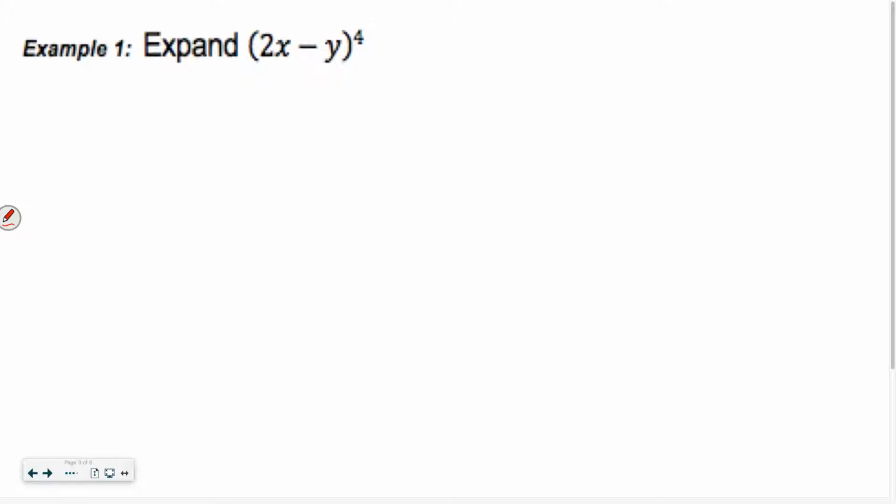We're going to expand 2x minus y to the 4th. Okay, now, some of you may find this helpful. Some of you may not need to do this, but I will do this in this example just in case you feel like this is something that's helpful for you. What is A? The first term is 2x. What is B? Negative y. And what is n? 4.